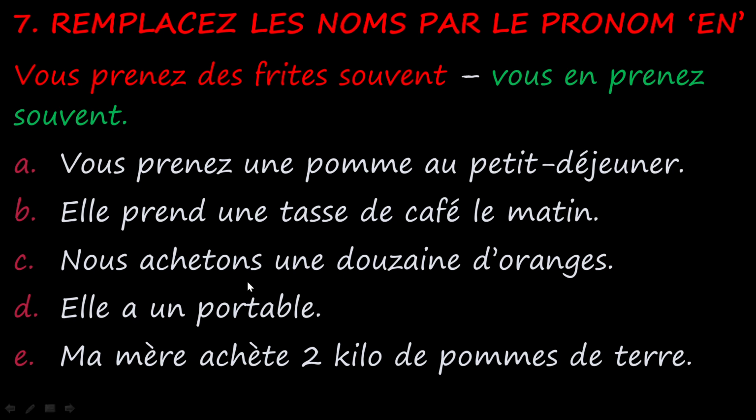The fourth one: elle a un portable. She has a mobile. Un portable will be replaced by en. It's a quantity, and un is there. So: elle en a un. Just the word portable disappears. En will be placed before the verb avoir.